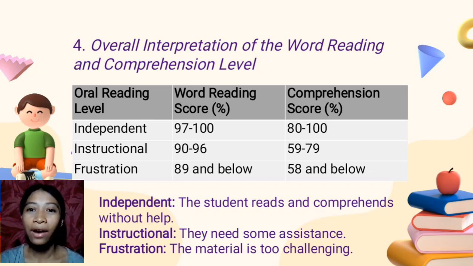Results are then categorized into 3 levels. First, independent. The student reads and comprehends without help. Second, instructional. They need some assistance. Third, frustration. The material is too challenging.